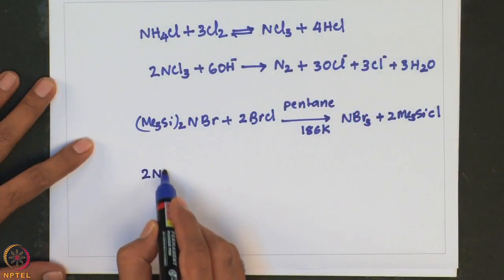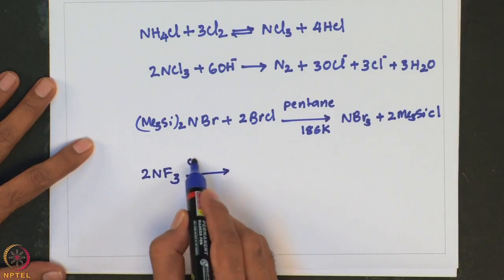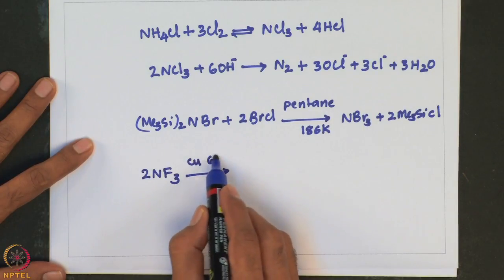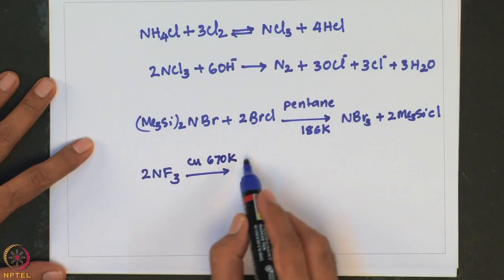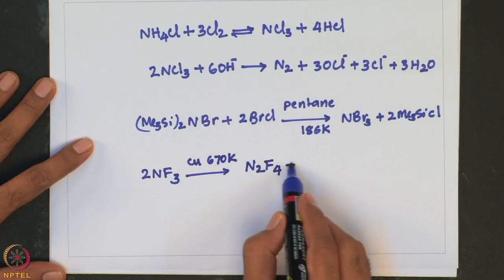Nitrogen fluorides N2F4 and N2F2 can be obtained by simply treating NF3 with copper at higher temperature. For example, if we take NF3 and pass it over copper at 670 Kelvin, it gives N2F4 plus CuF2.